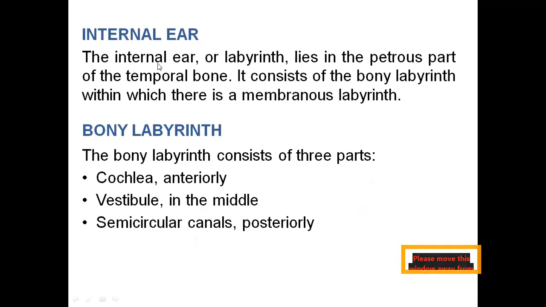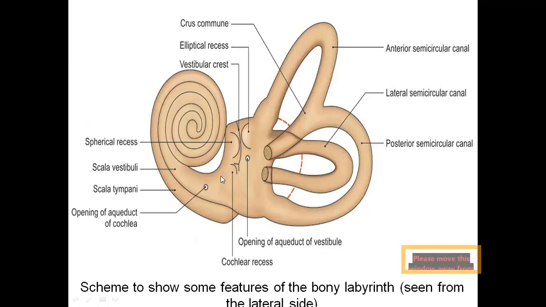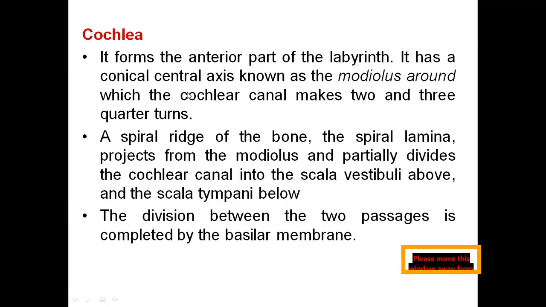So the internal ear or labyrinth lies in the petrous part of the temporal bone. It has a bony labyrinth within which there is a membranous labyrinth. The bony labyrinth has the cochlea anteriorly, vestibule in the middle, semicircular canals posteriorly. This is the cochlea, this is the vestibule, and these are the semicircular canals. So the cochlea forms the anterior part of the labyrinth.